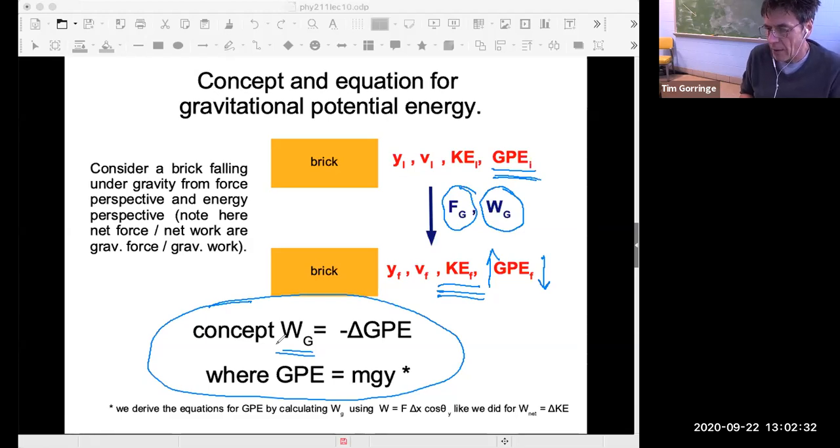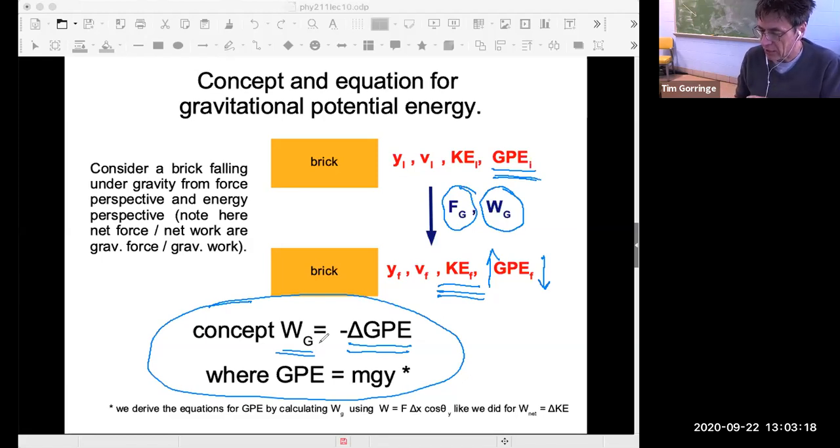And what that means is that whatever work gravity does on the brick, whatever amount of energy it transfers to the brick, is kind of stealing that energy from the reserve, the store of gravitational potential energy. And so that's the reason for the minus sign here. So this concept upstairs is simply saying that when that gravitational force is doing work, it is transferring energy from a store of what we call gravitational potential energy, and transferring it to the motion, the kinetic energy of the object.